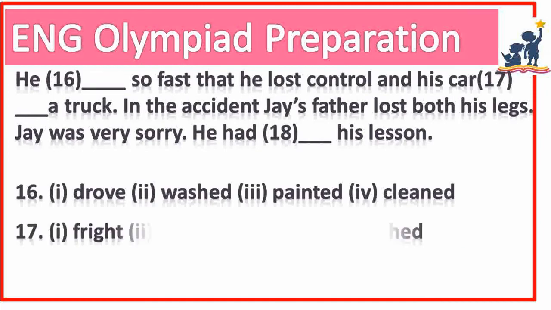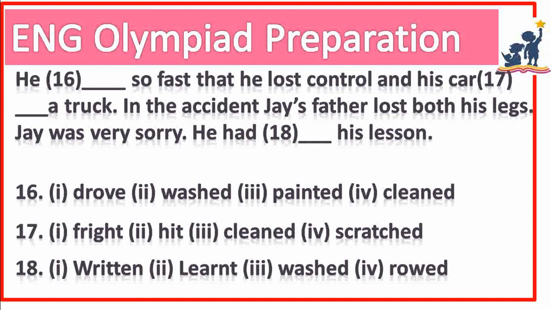He drove so fast, question number 16, option number 1, that he lost control and his car, question number 17, option number 2, hit a truck. In the accident, Jay's father lost both his legs. Jay was very sorry. He had, question number 18, option number 2, learned his lesson. So in this way you have to answer the passage.